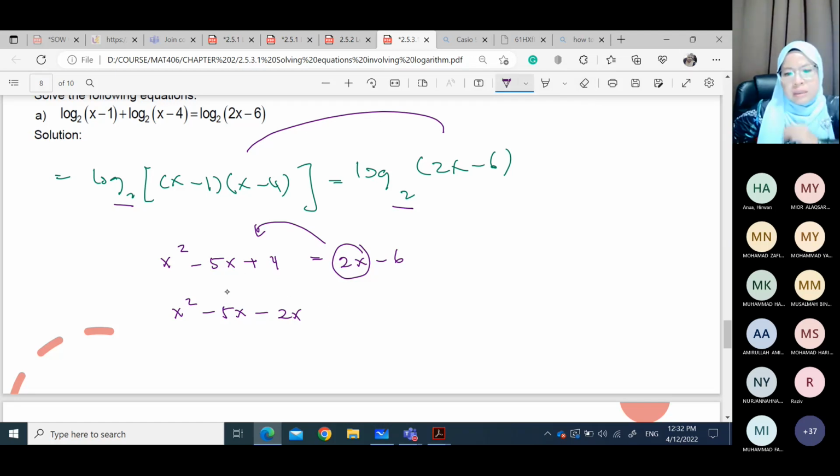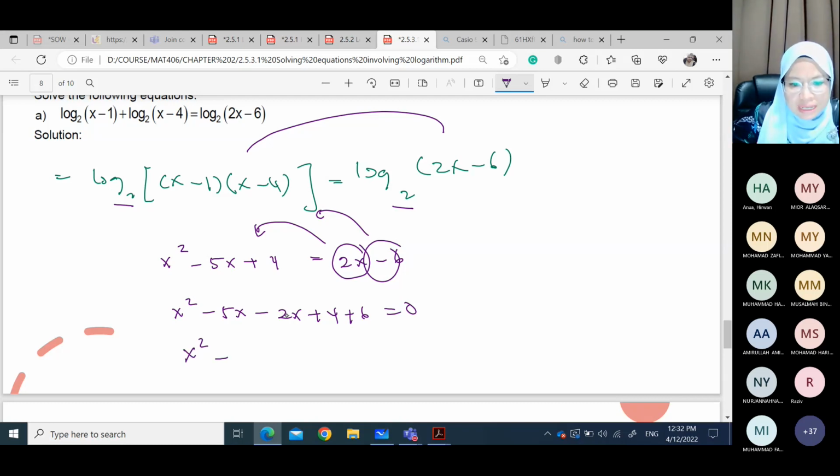Okay, sebab nak selesaikan quadratic equation. Okay, so this one is plus 4. Negative 6 kita bawa ke sebelah. Dia akan jadi positif. So plus 6 equal to 0. Okay, so we have x squared minus 5x minus 2x, we have negative 7x plus 10 equal to 0.